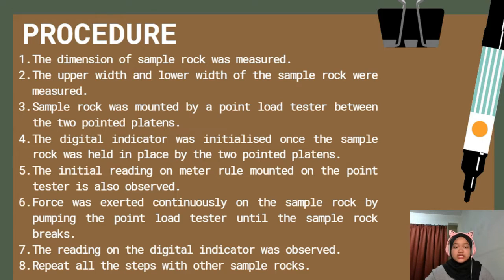Four, the digital indicator was initialized once the sample rock was held in place by the two pointed platens. Five, the initial reading on the meter rule mounted on the point load tester was also observed. Six, force was exerted continuously on the sample rock by pumping the point load tester until the sample rock breaks. Seven, the readings on the digital indicator were observed. Lastly, repeat all the steps with the other sample rocks. That's all for the procedure. Later on, I will continue with the demo for this experiment.